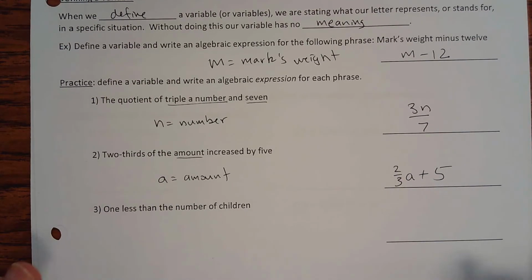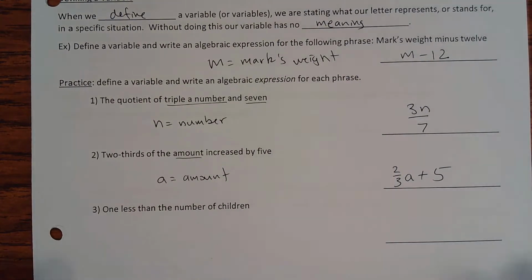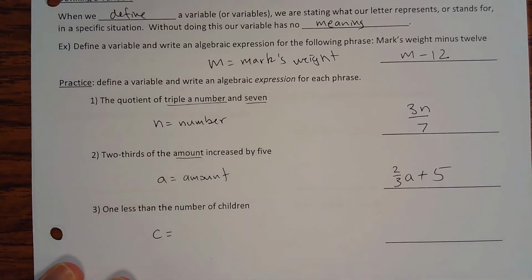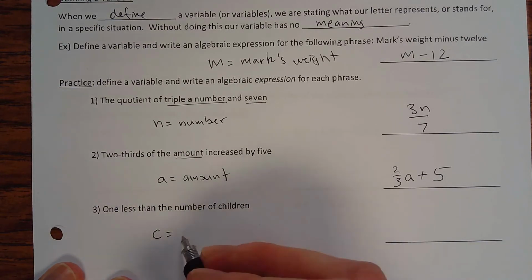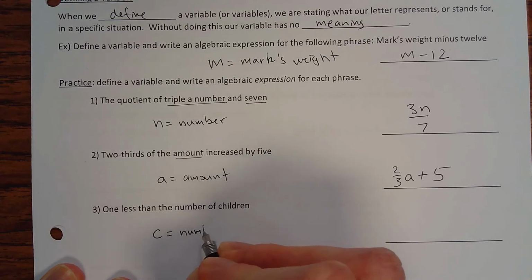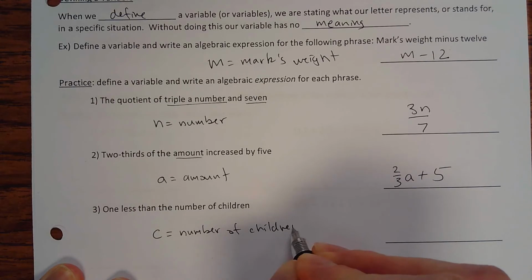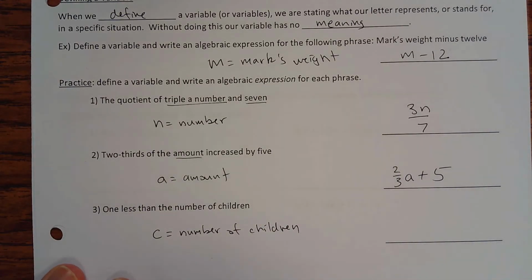Number 3 is probably one that will trick students a lot. So 1 less than the number of children. So I might say C. C is my variable. What does C stand for? C doesn't stand for children. It stands for the number of children. Okay, so we do want to put in the number of.